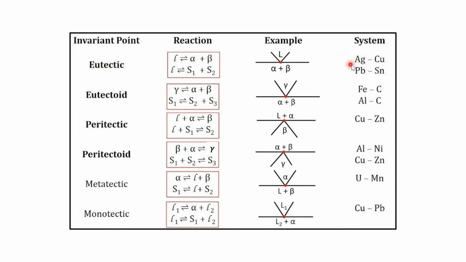For example, for eutectic, we have the silver copper one. Then we have the lead tin system. For eutectoid, we have the iron carbon diagram. For peritectic, we have copper zinc. Peritectoid can also be seen in the copper zinc diagram. Metatectic and monotectic are seen in U-Mn and Cu-Pb respectively, that is uranium manganese and copper lead. So that is what we can see in case of invariant reactions and invariant points.